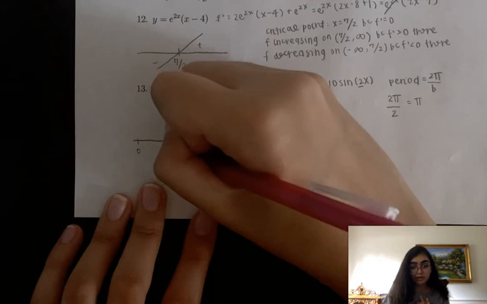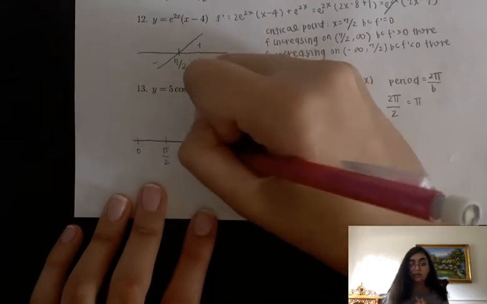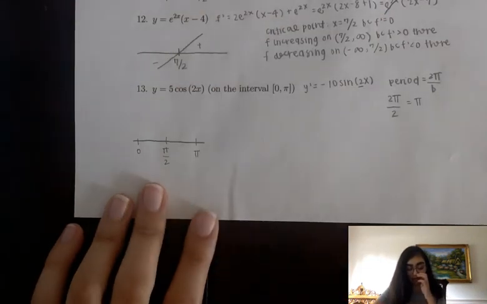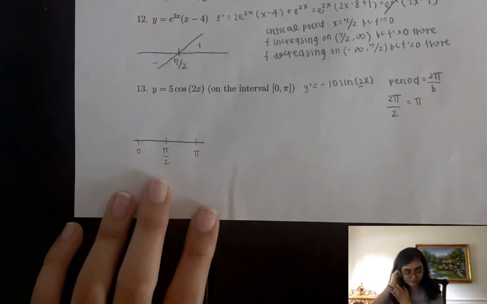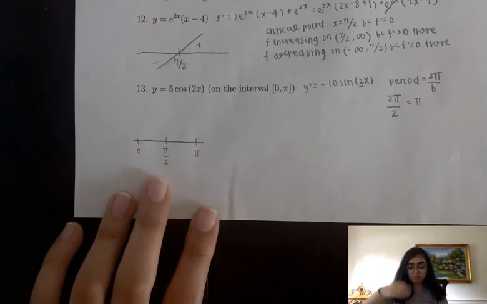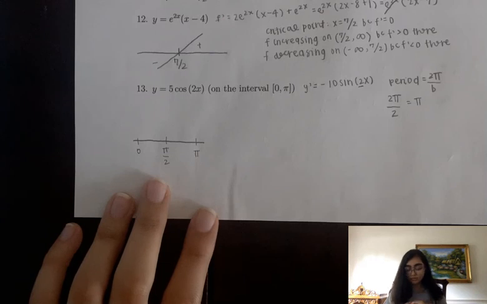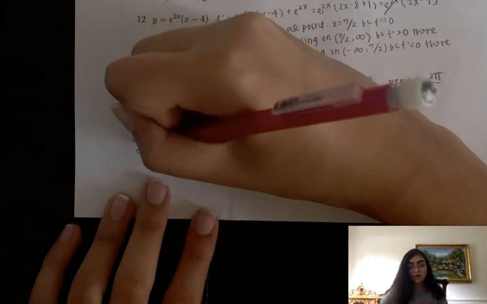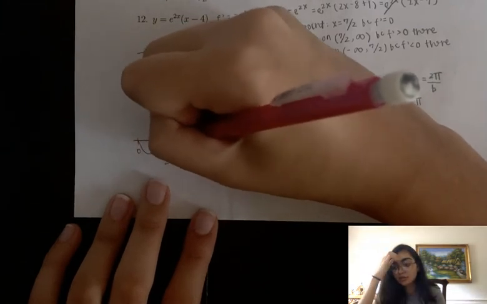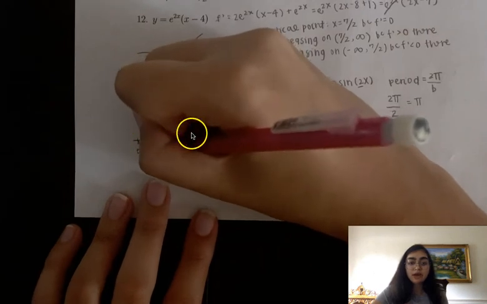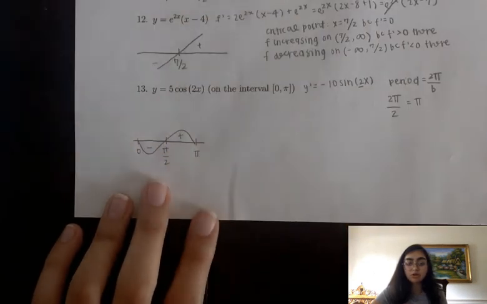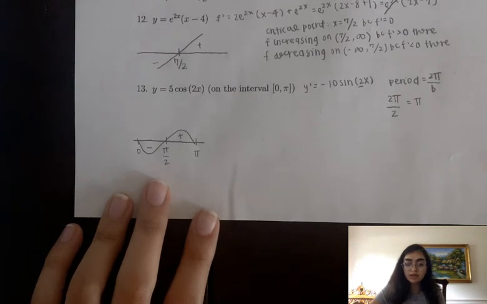So we're going to put our full period down, 0 to pi, and that's also our interval as given in the problem. And pi over 2 is going to be our middle point right there. So a sine graph looks something like this. So that's how we're going to determine where the graph is negative and positive.